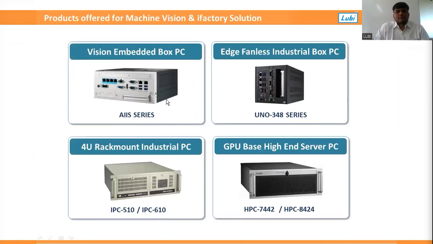First of all, we will cover what basic products we can offer for machine vision and industrial factory solutions. First one is the AIIS series, a vision embedded box PC. The main feature of the AIIS series is that there are 4 inbuilt PoE gigabit Ethernet ports. Apart from the 4 PoE ports, there is a 1 Gbps Ethernet LAN port, 4 USB 3.0 ports, 4 serial COM ports, and 1 PCI Express slot for future expansion.